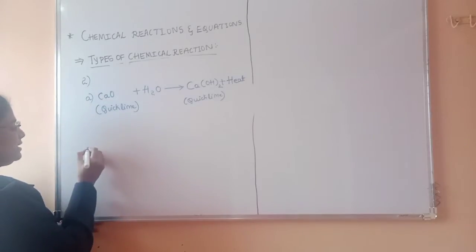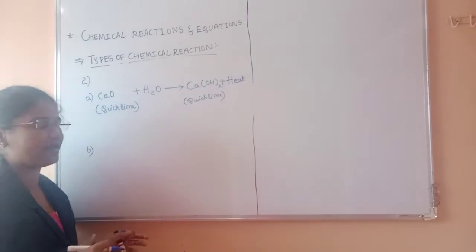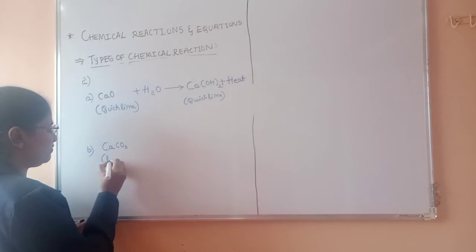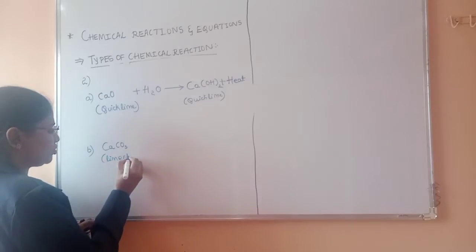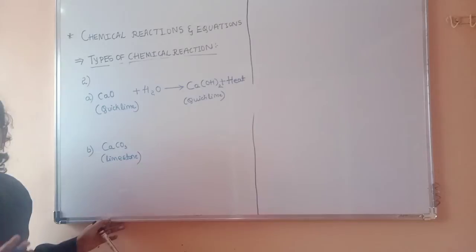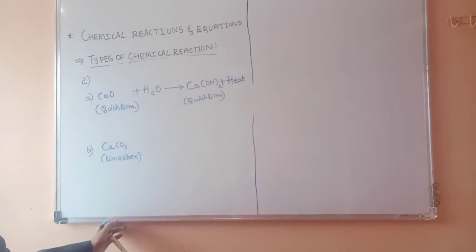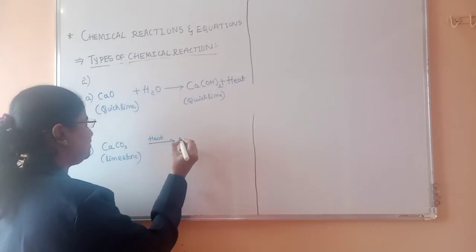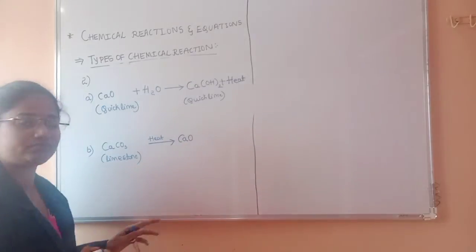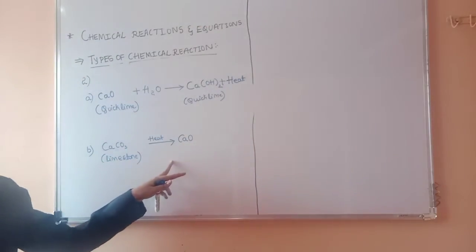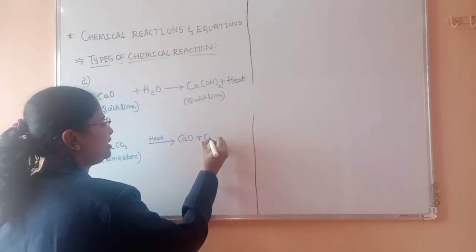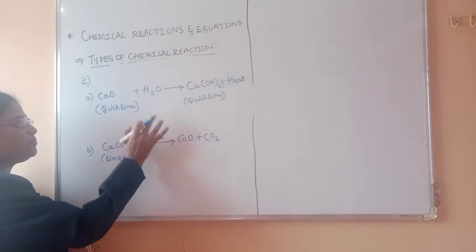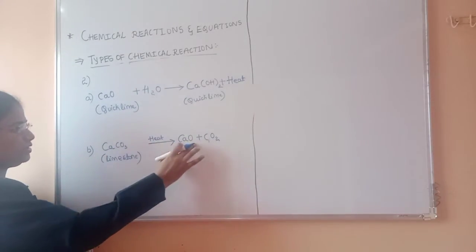This is one type, and next we learn about the other type of reaction. The related compound of calcium is calcium carbonate, which we call limestone. When this calcium carbonate is heated, we will get calcium oxide along with the liberation of carbon dioxide.